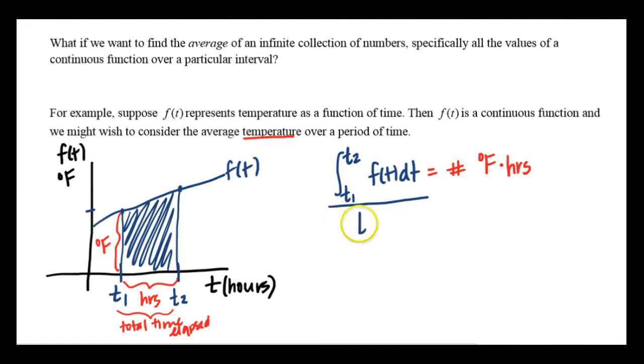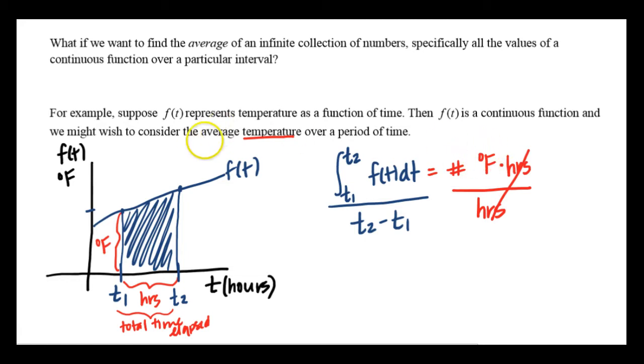So if I divide by t2 minus t1, well, t2 and t1 are hours. Now let's think about what's going to happen to my units. I had some number, degrees Fahrenheit times hours. If I subtract two times from each other in hours, I'm going to have a unit of hours in the denominator, meaning my units of hours will cancel so that I end up with some number Fahrenheit.